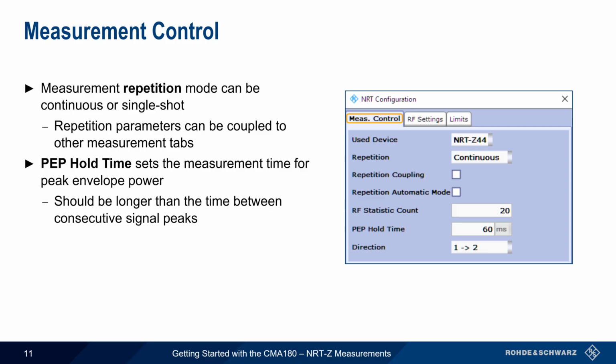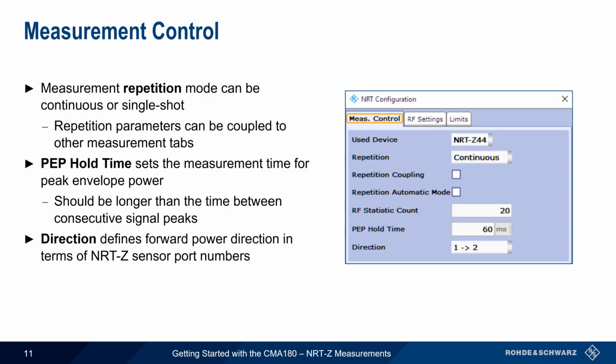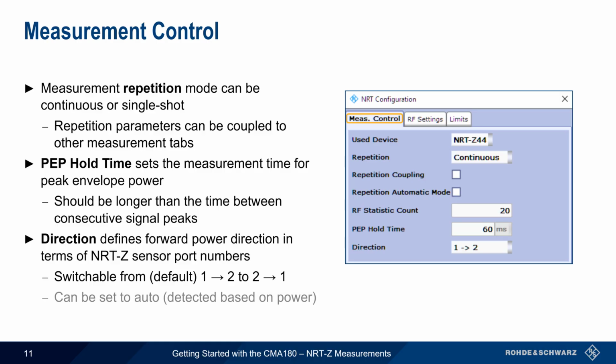more. And finally, the direction parameter defines the forward power in terms of the port numbers printed on the NRT-Z sensor. By default, forward power is defined as power flowing from port 1 to port 2, but this can be switched to the opposite direction through this parameter. It's also possible to set the direction to auto, in which case the higher power is assumed to be the forward power.